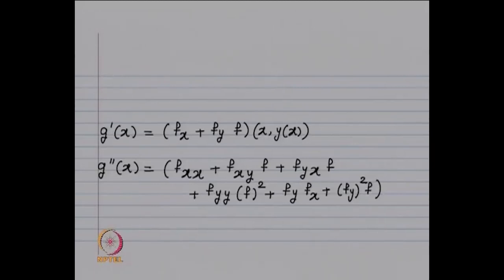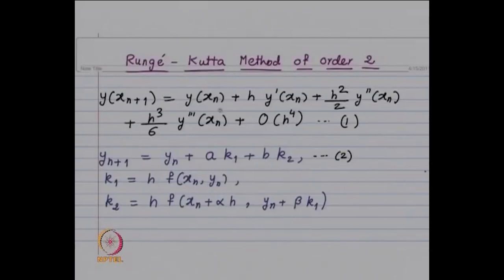the derivatives of the right hand side with respect to x. Now, we are going to look at the Taylor series expansion for unknown function y. So, value of y at x n plus 1 will be equal to y x n plus h times y dash x n plus h square by 2 y double dash x n plus h cube by 6 y triple dash x n plus terms of the order of h raised to 4. So, this is the Taylor series expansion.